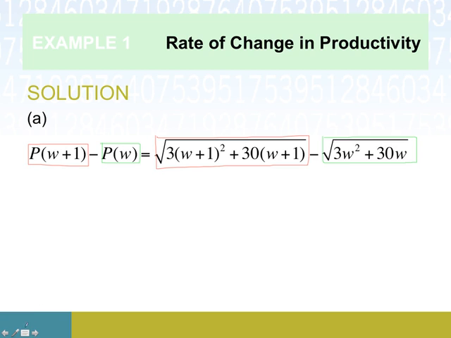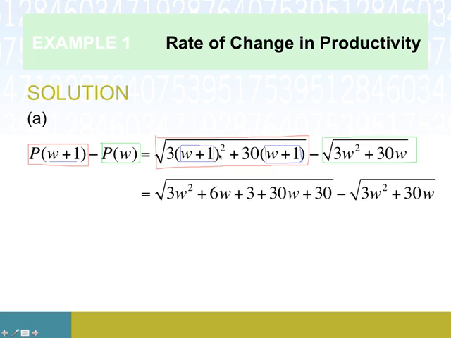This one is a little bit different, but we just have to remember how evaluation of functions works. W plus 1 means that I should find all the w's there before. So where w was getting squared, now w plus 1 is getting squared. And where w is getting multiplied by 30, now w plus 1 is getting multiplied by 30.